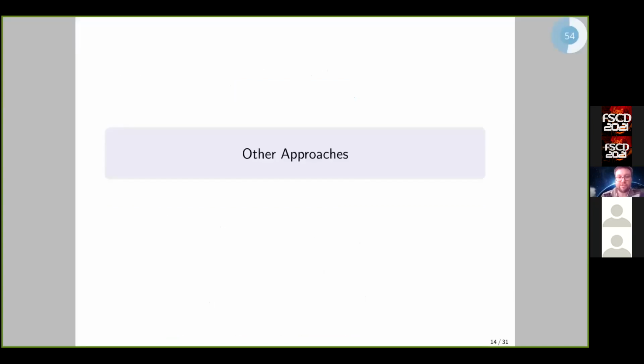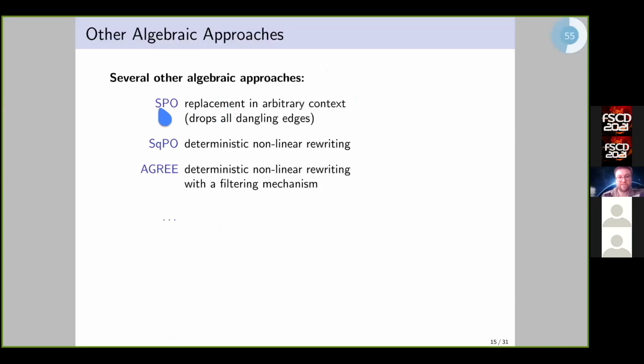There are several other approaches. So there is a single pushout approach. I'm not going into details of the single pushout approach, but basically it allows the left-hand side to be replaced in any context. So in DPO, you're not allowed to have incident edges connected to nodes that are not in the interface. In SPO, you can have this, and it will simply drop all the edges that would be left dangling by the replacement.